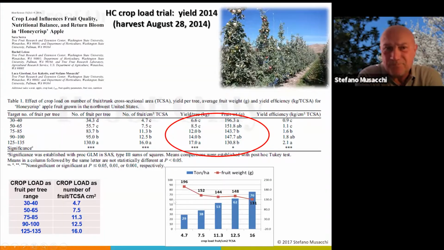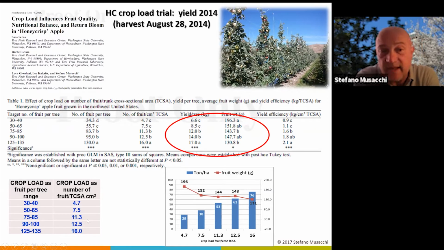This is a kind of trial that we did at the beginning of my time in Washington, because I was very intrigued about Honeycrisp, like anybody else. We did a crop load trial. We imposed different numbers of fruit. If you can see here, we were ranging from 5 fruit per square centimeter up to 16 fruit per square centimeter.